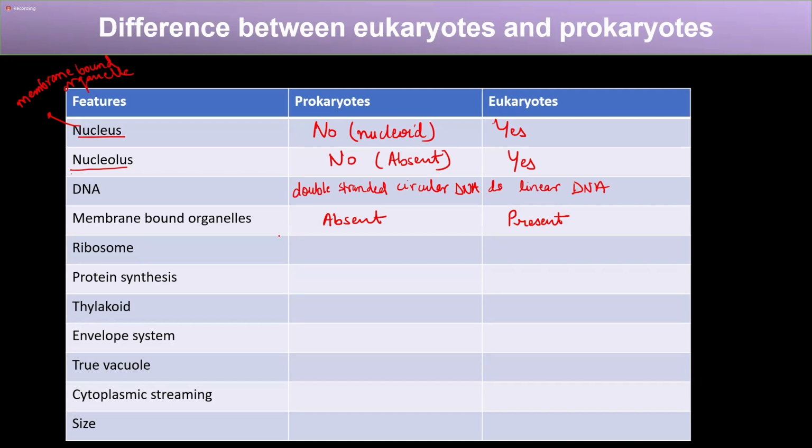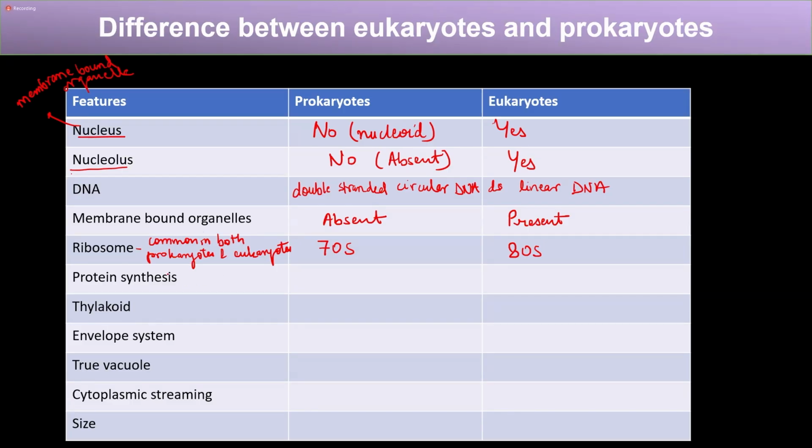Now, if we talk about the ribosome, this structure is common in both prokaryotes and eukaryotes. But what is the difference in the ribosome that is present in prokaryotes and eukaryotes? In prokaryotes, the ribosome is 17S, but in eukaryotes, it is 18S. So this is the difference between the ribosome present in prokaryotes and eukaryotes.